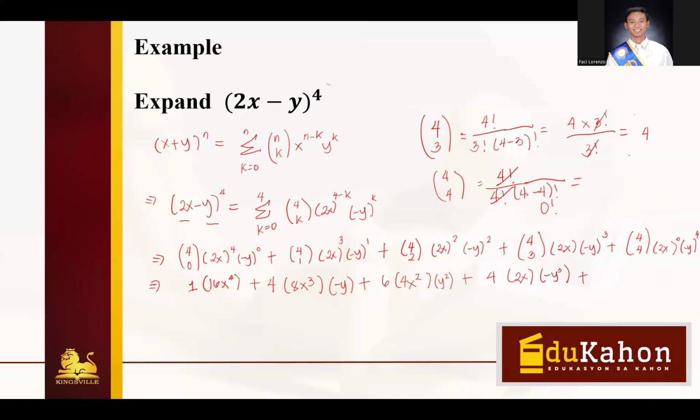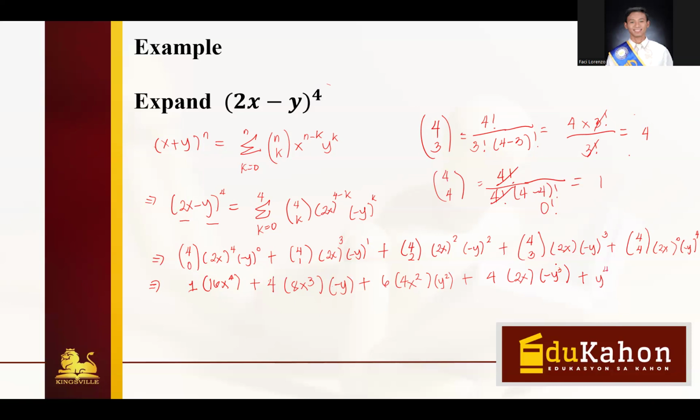So if you try to cancel everything on the numerator and on the denominator, we will be having a value of 1. Okay, so we don't need to write 4 taken 4 because this is just only 1. And 2x raised to 0 is just also equal to 1 because of the laws of exponents. Any base raised to 0 is just equal to 1. And we have negative y raised to 4. And since the exponent is an even number for negative y raised to 4, then this will become positive y raised to 4.